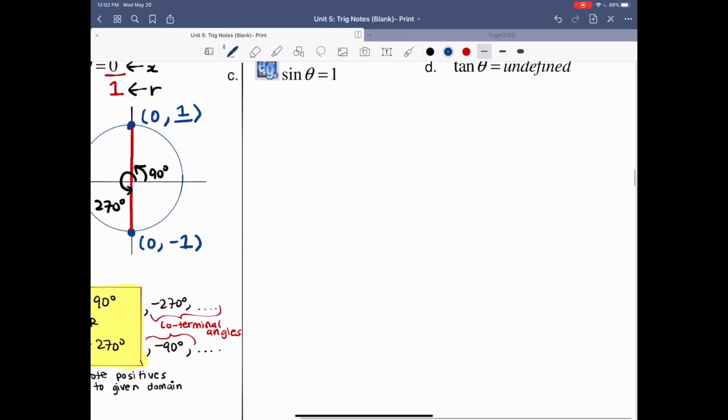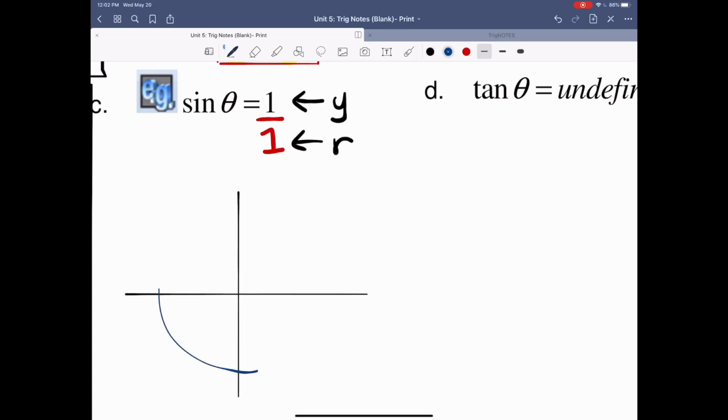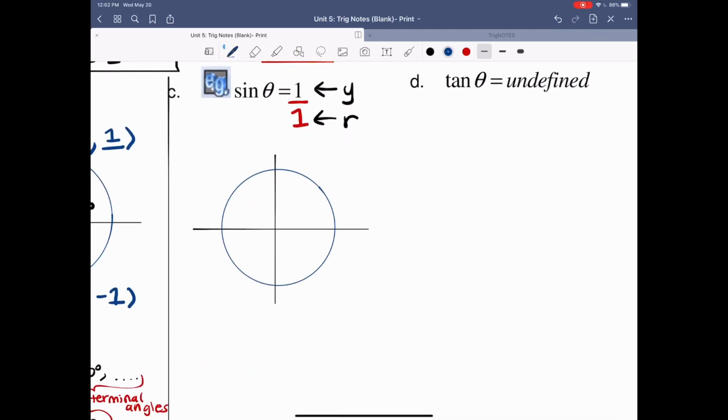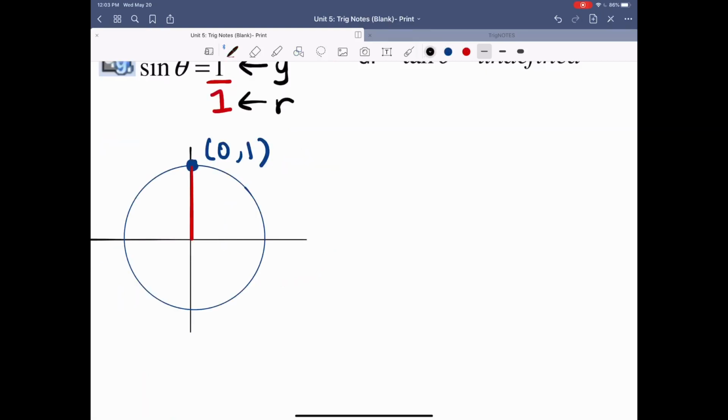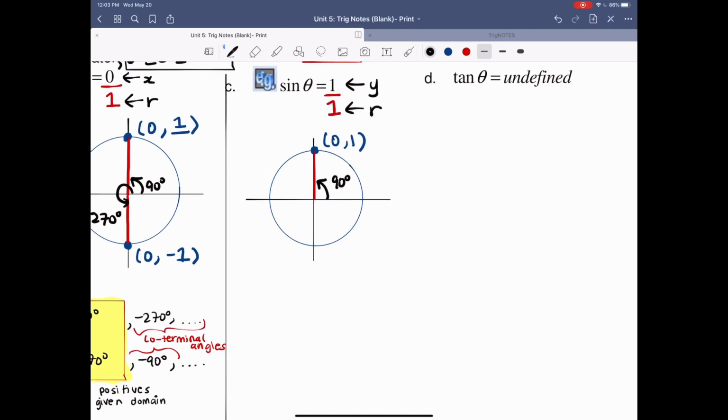Sine theta is equal to 1, so question C. Here the 1 is the y and this is the r based on the summary. Draw my x and y axis with the unit circle. We have a y value of 1. That means there's only really one spot where this goes. And that coordinate is equal to (0, 1), just based on where the coordinate is. This is my principal angle. My angle has to be 90 degrees. There's not really another situation where you have another theta within that domain. So you would state that theta is equal to 90 degrees.